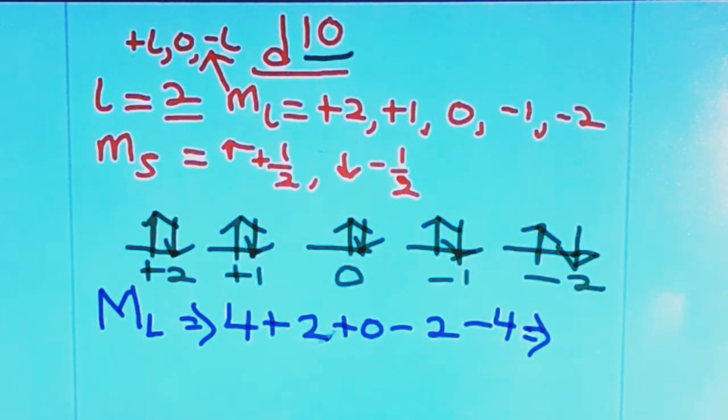2 electrons, we have negative 2, so negative 4. So we have 6 here. 6 minus 2, we have 4. 4 minus 4, we have 0.